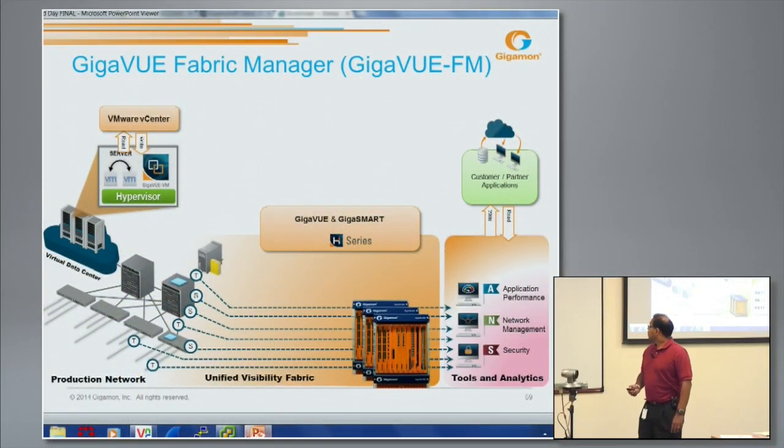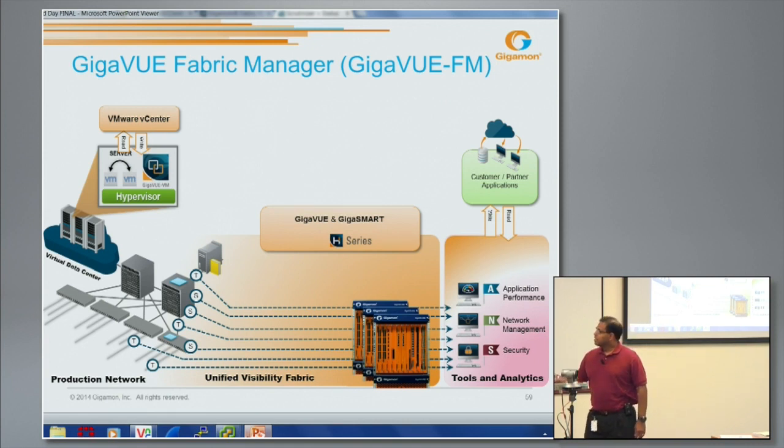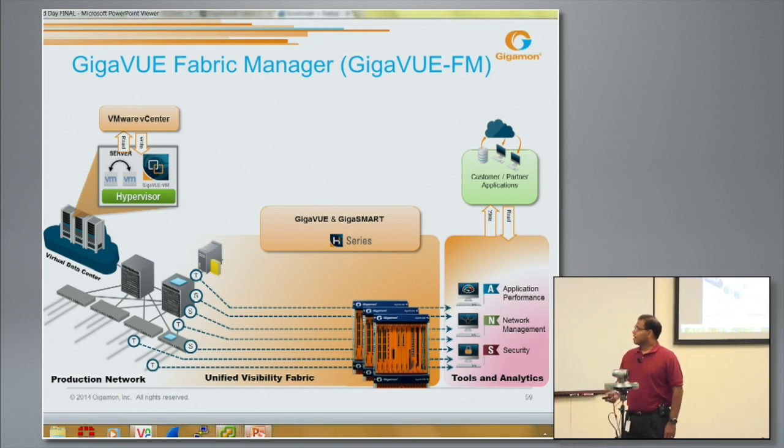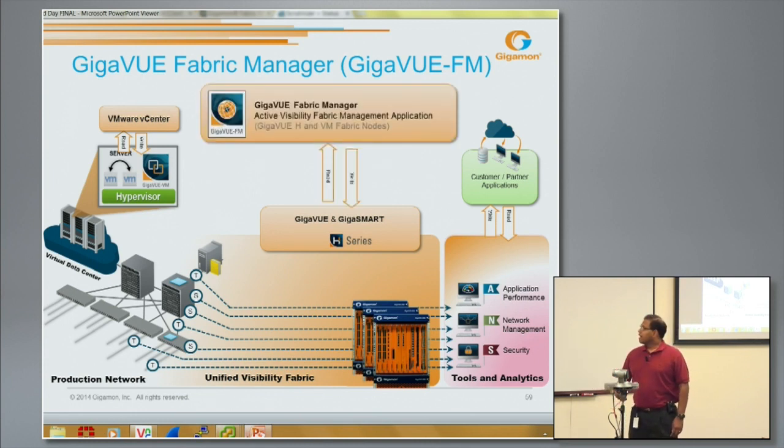So here's what your typical infrastructure looks like. Here you have the visibility fabric with the applications, your server farm, your virtual servers, and your hypervisor with the VMware vCenter managing the hypervisors themselves. The Fabric Manager right now also integrates with the GigaVUE hardware platforms and the GigaSmart operations that Noam showed. But we also do integration with VMware vCenter, both reads and writes. We get good inventory of the VMware vCenter, including the vSwitches. We also deploy our VM appliances through the VMware vCenter APIs.